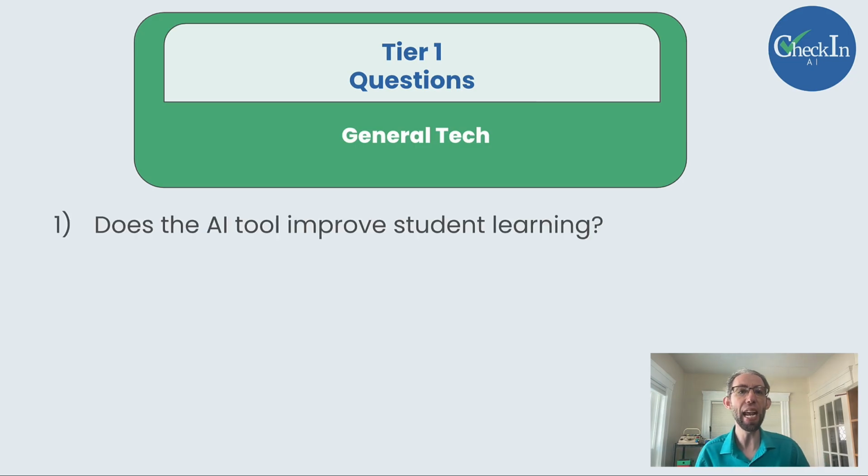First, does the AI tool improve student learning? Now, this seems like a simple yes or no question on the surface. However, there's short-term and long-term. You could say, short-term, yeah, it's improving student learning. But does it improve student learning over the long term? How are you going to measure that? Sometimes it's obvious a tool doesn't improve student learning, and you can say no right off the bat. But it's important to think about and say, what student learning is this improving, and how is it doing it?